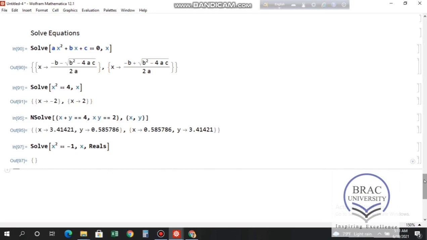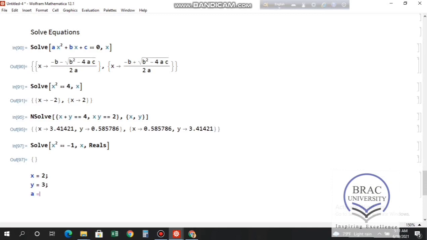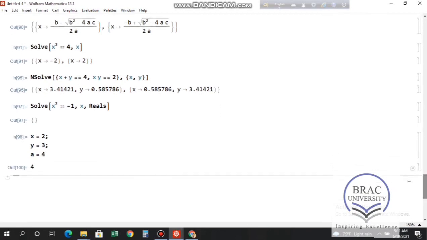So before ending this long lecture, I want to talk about one more function which will be very useful. Let's define some variables first. So x equals 2, y equals 3, and a equals 4. If I want to clear all these variables at once, we have to use the ClearAll function. Write ClearAll, and inside the square bracket give inverted commas, and inside the inverted commas write Global, then a backtick and then the asterisk sign, and close the inverted commas. If you press shift enter, all the variables will be deleted.